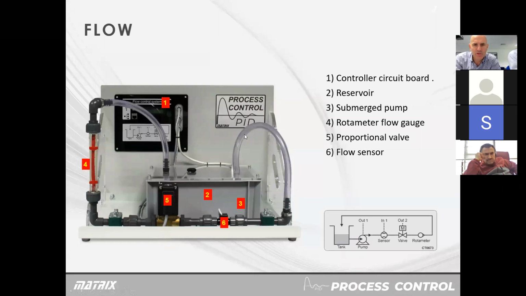There's a pump at the bottom of this tube. So the pump pumps the water out. Here's the flow rate sensor. Then it goes into a rotameter, which is a mechanical flow rate sensor. And there is a valve here.